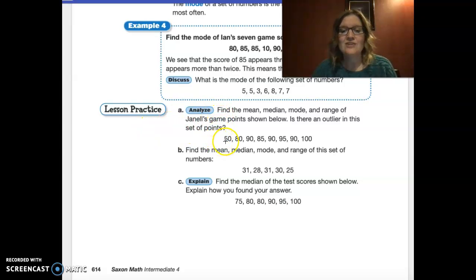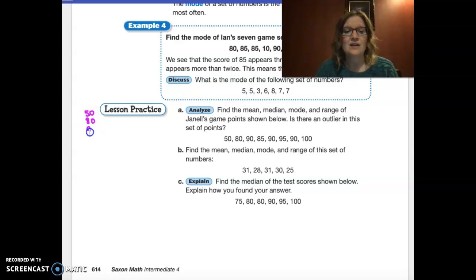Our first thing, Janelle has got all her scores for her game. They want us to find the mean, the median, the mode, and the range for Janelle's game. I'm going to do most of my work over on the side. Our first thing is to find the mean. So I'm going to start adding. And the thing that we have to make sure is that I'm adding correctly.